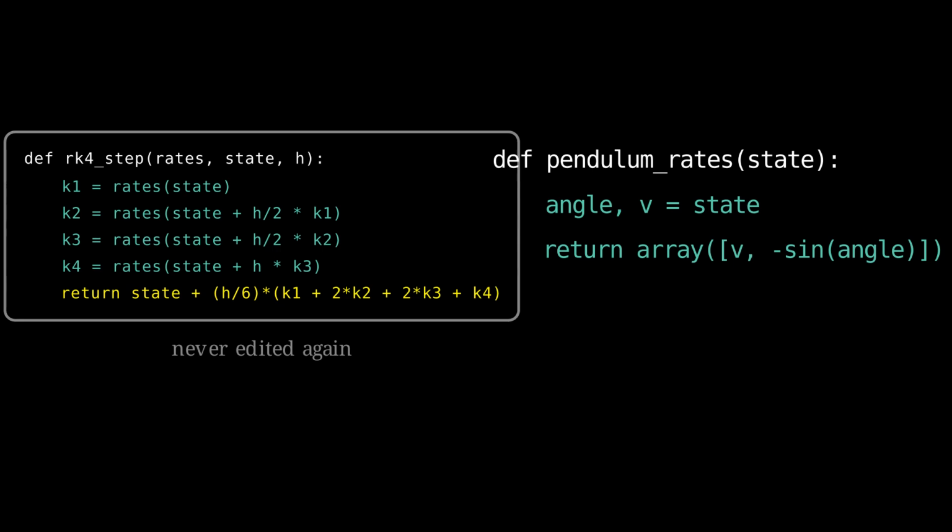Exactly. And later in the series, the state will grow. 4 numbers for a double pendulum, 40 for a rod full of heat. And these same 6 lines will carry them all. We will never edit them again.